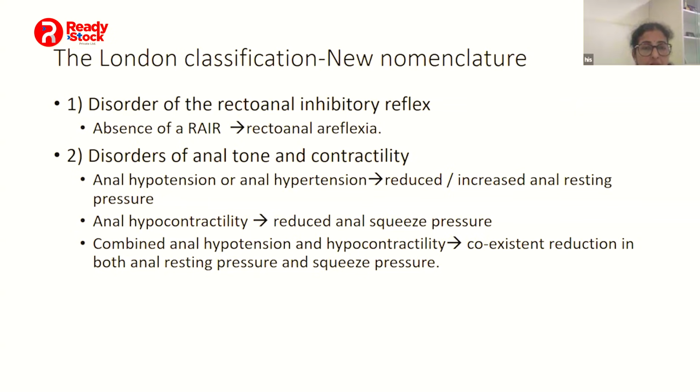Now, disorders of anal tone and contractility. If you see the London classification also, all the different components are there even in this. Just that the nomenclature is slightly different and they have been split up into the different parts. So if you look at anal tone and contractility, hypotension or hypertension, which essentially means the basal resting tone of the anal sphincter, and hypocontractility, which is possibly reworded as an ineffective anal squeeze pressure. Now, if you look at a combined sphincter dysfunction, which is called now anal hypotension, which means there is ineffective resting as well as squeeze pressure.